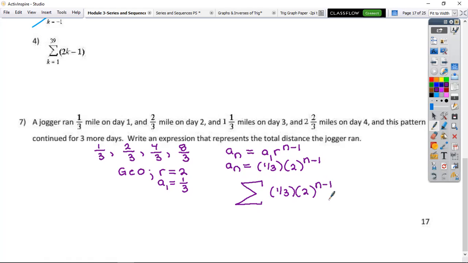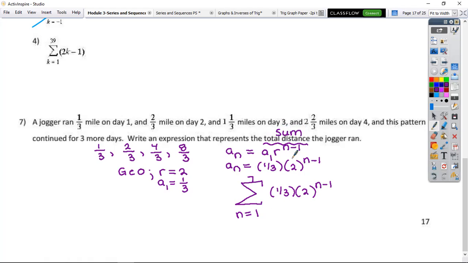Now you are left to figure out your start and stop. So we started on day 1. And how many days did it say it continued all together? 4 days plus 3 days for a total of 7, so a week. Yep. So again, it's very similar to what you've been working with anyways. You're just throwing on your sigma notation to denote the sum. So the sum is always an indication of total distance. So that's why we wrote the summation here.